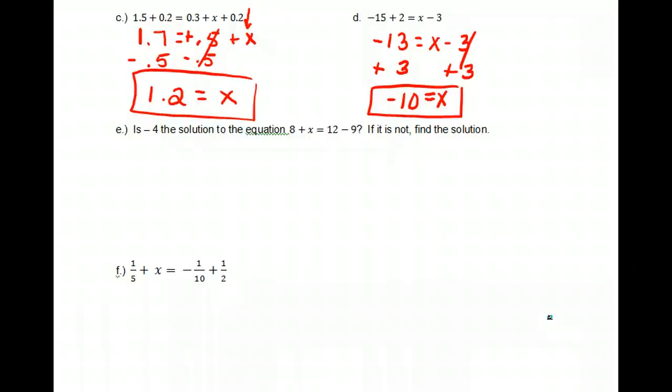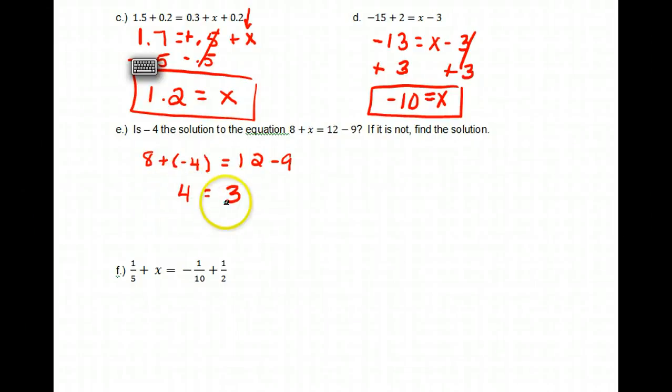Okay, at this point everybody should have solved problem E and you should be ready to go over the answer. The first thing that you wanted to do was substitute in negative 4 for x. So we have 8 plus negative 4 equals 12 minus 9. You are going to solve this equation on the left and the right and test it for truth. So 8 plus negative 4 is 4. 12 minus 9 is 3. 4 equals 3. Is that true? No, that is not true.